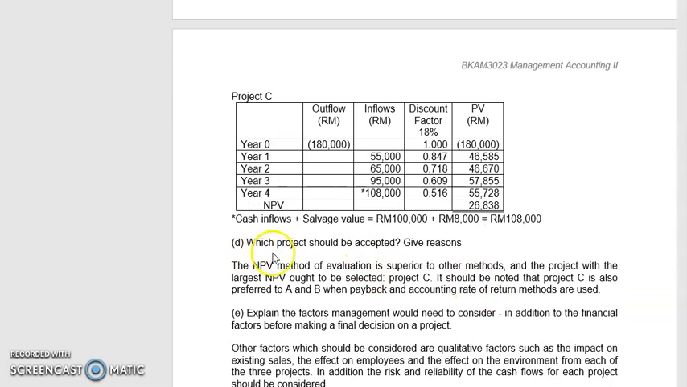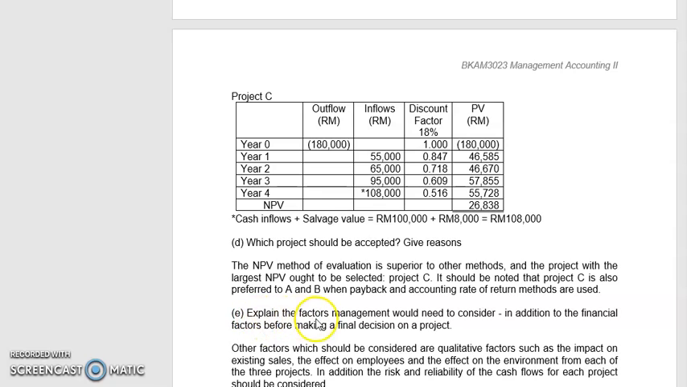So D, which project should be accepted and give reasons. Okay, we already calculated earlier. The NPV method of evaluation is superior to other methods, and the project with the largest NPV ought to be selected. That is project C. It should be noted that project C is also preferred to A and B when payback and accounting rate of return methods are used. So based on our calculation just now, you make a decision and give your reasoning.